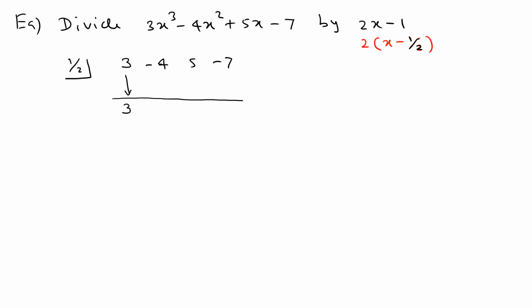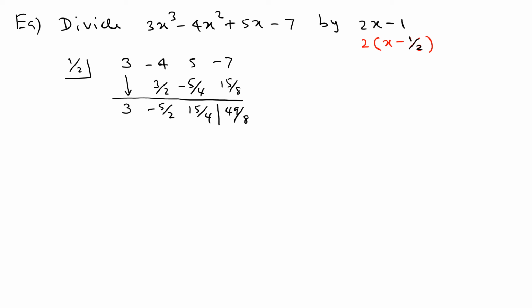Multiply. When you multiply 3 by 1 half, you're going to get 3 halves. When you add, you're going to get negative 5 halves. You're going to multiply, so you're going to get negative 5 fourths. And then when you add 5 and negative 5 fourths, you're going to get 15 fourths. And then when you multiply, you're going to get 15 eighths. And when you add, how much you get? 8 times 7 is 56, so you get negative 49 over 8. Good. So that's what you get.